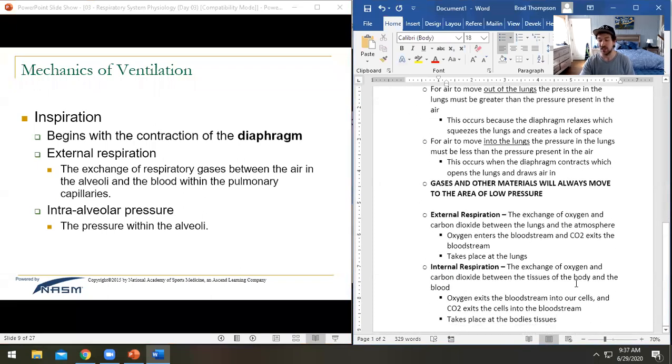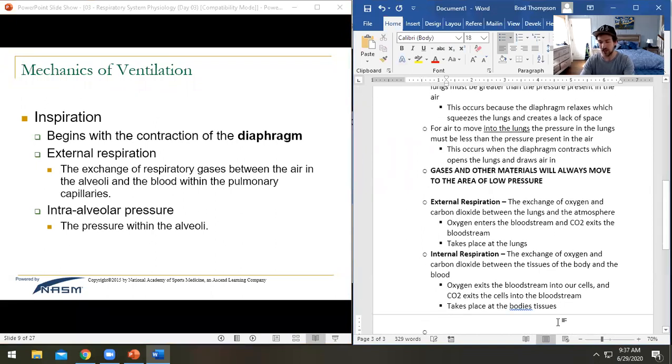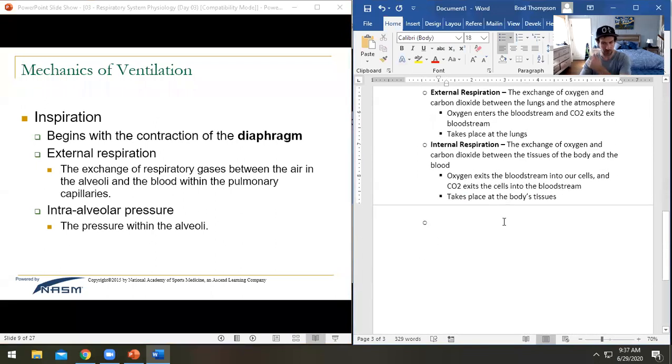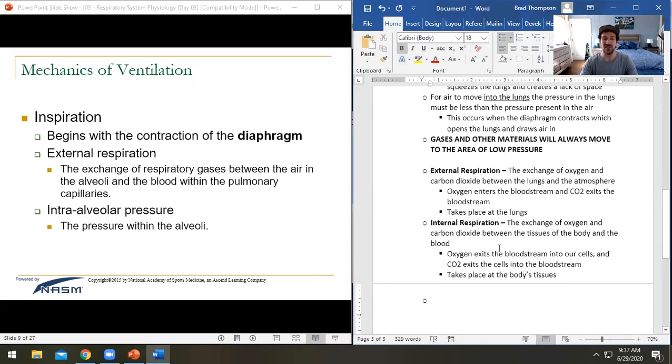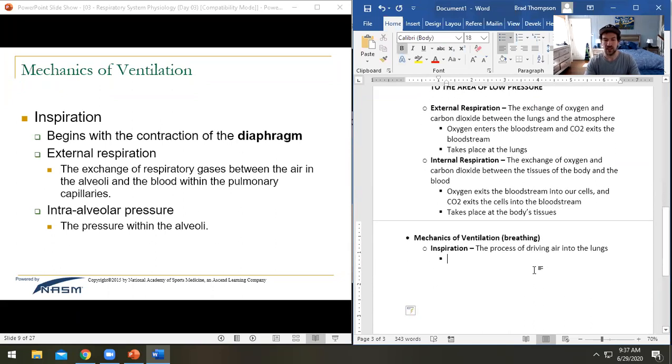Now, ventilation is going to be broken into a couple different sections here. Now ventilation is going to be broken into two main sections. You've got inspiration and expiration. So the mechanics of ventilation or breathing, right? Let's talk about what that means. You've got inspiration, which is the process of driving air into the lungs, right? And so inspiration begins with the contraction of the diaphragm.